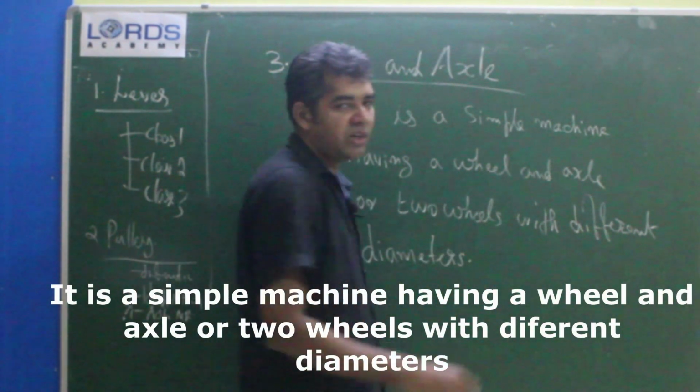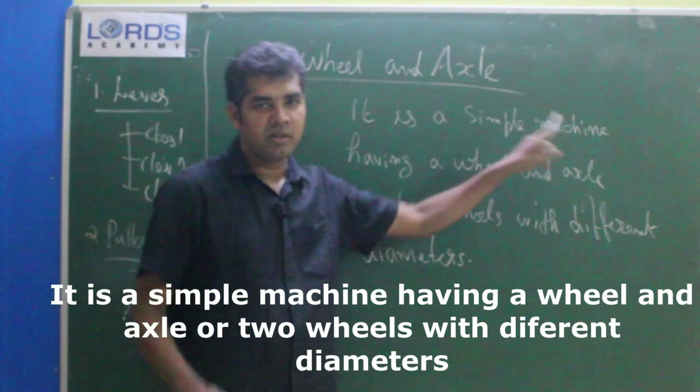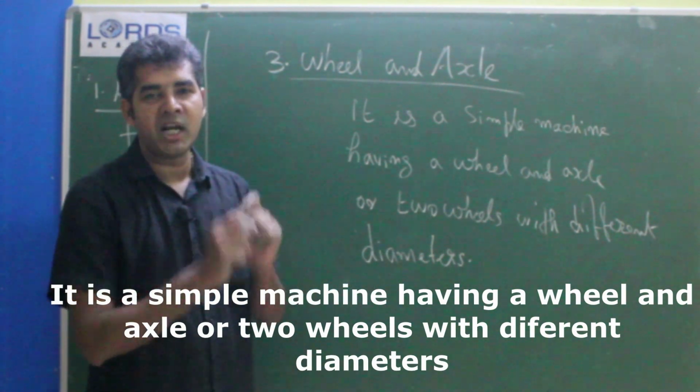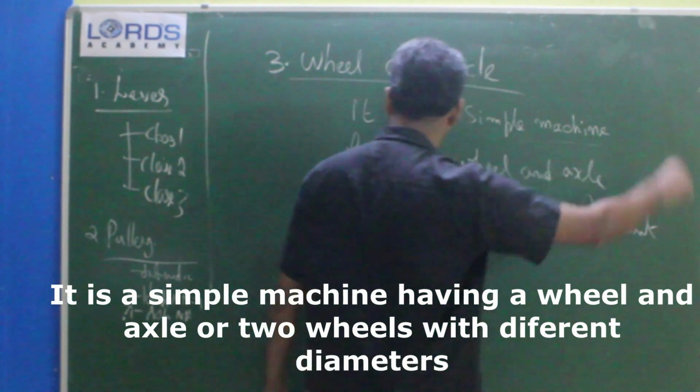This is the definition of wheel and axle. It is a simple machine, so it's clear for you. Simple machine. Why simple machine? To make our effort less. So, up to this your definition part is clear for you.